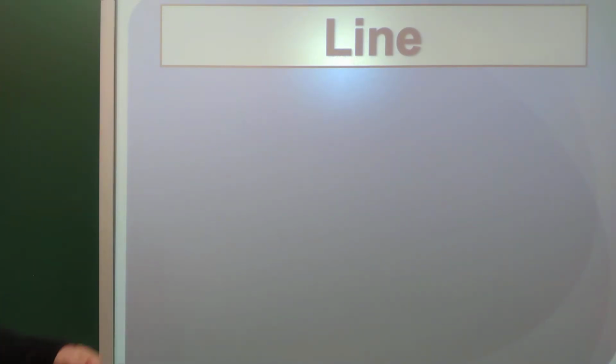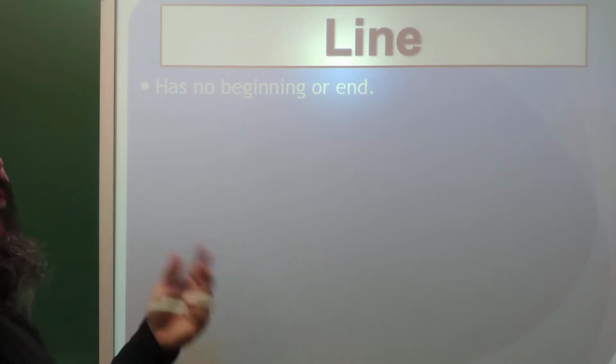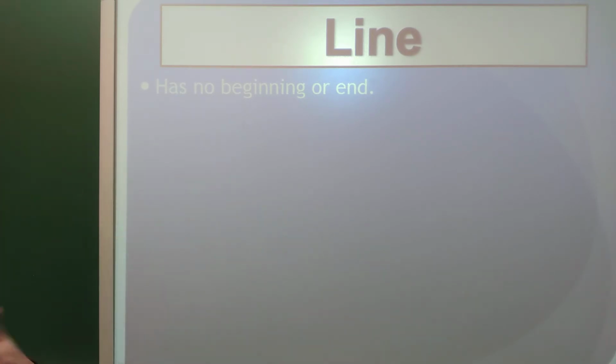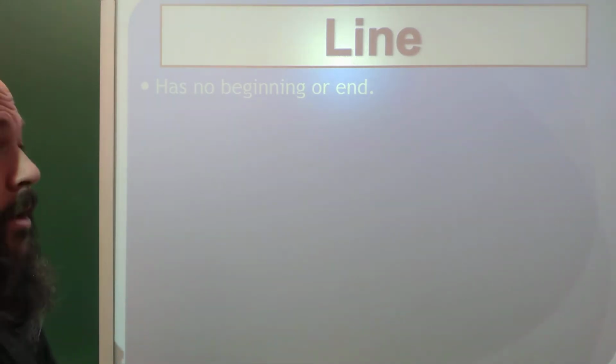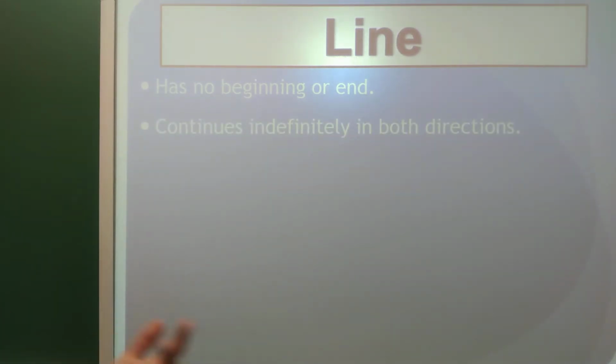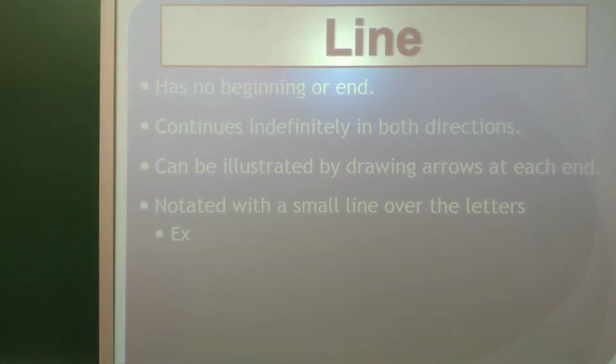The line is literally the infinite, ongoing piece of line that goes on and on and on, kind of like me sometimes in our lectures. There's no beginning and there's no end. I just keep on going, right? I am a line. Who knew? It continues indefinitely in both directions. The way we notate that is by having arrows drawn on each end of that line.